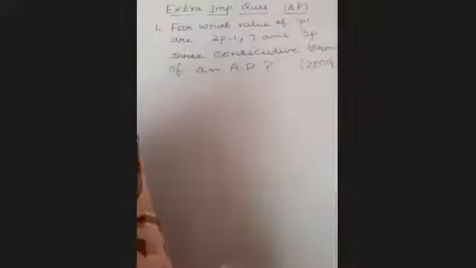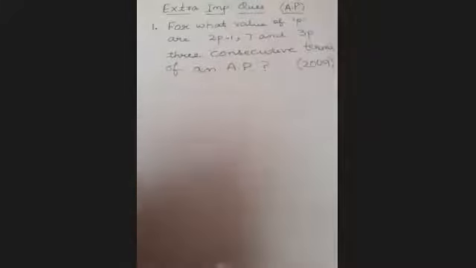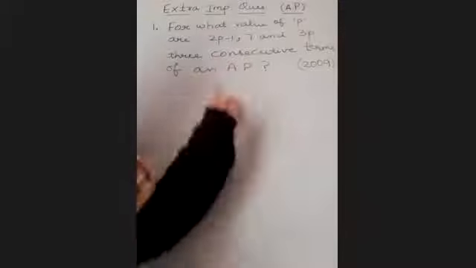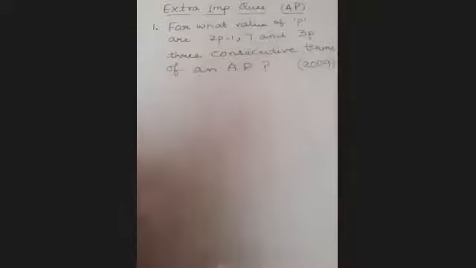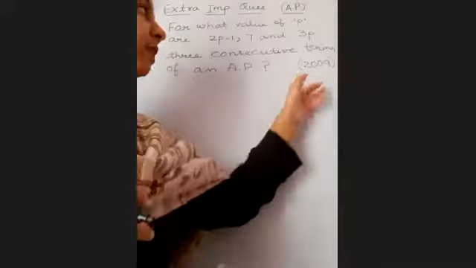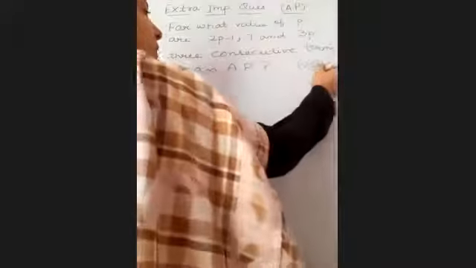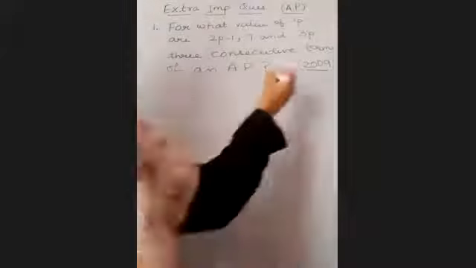The first one is, for what value of P, 2P minus 1, 7 and 3P are three consecutive terms of an AP. This kind of question is not there in NCERT, beta. First time this kind of question was asked in 2009. But later on also it kept coming.